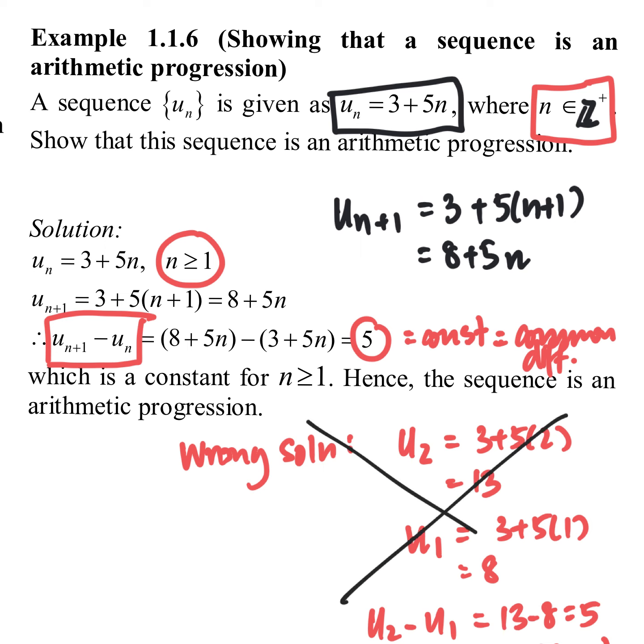Okay, why? Because we are only showing that the difference between u_2 and u_1 is a constant. This doesn't apply for the other terms in the sequence. So when we are showing that a sequence is an AP, we need to show the difference of two generic terms is a constant and not two specific terms.